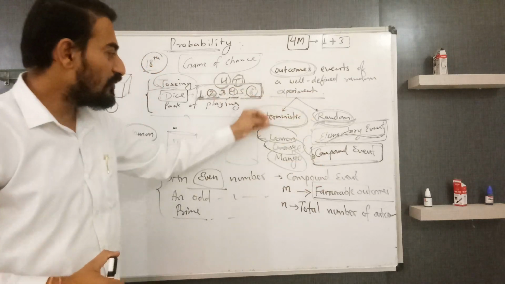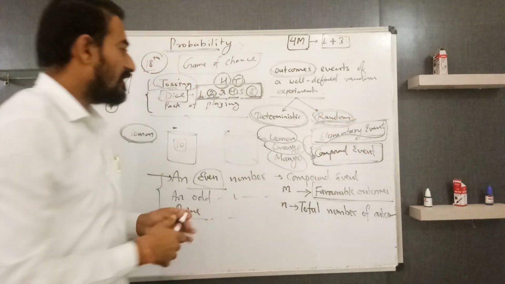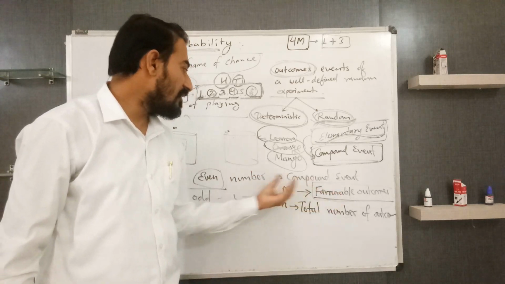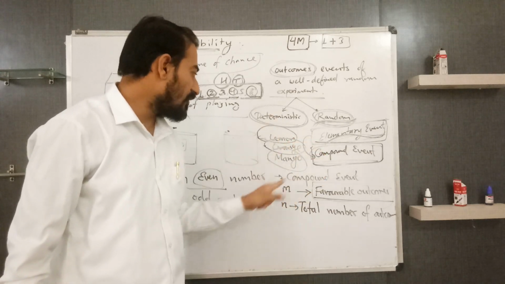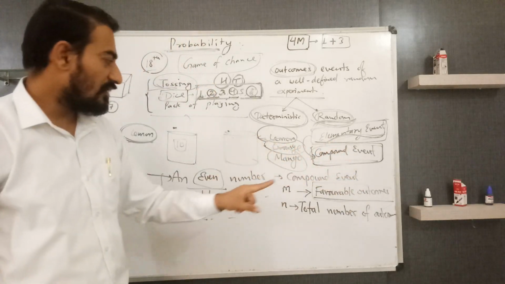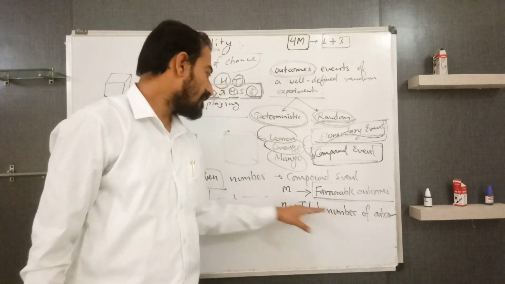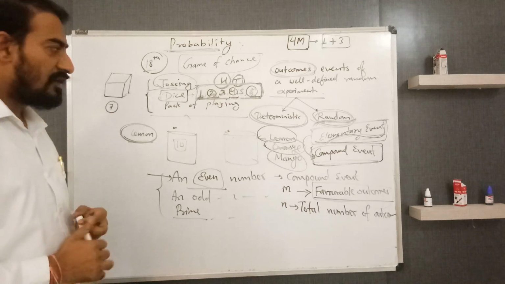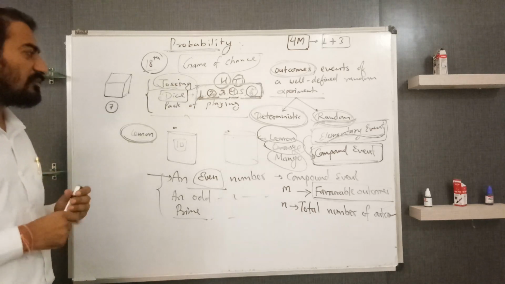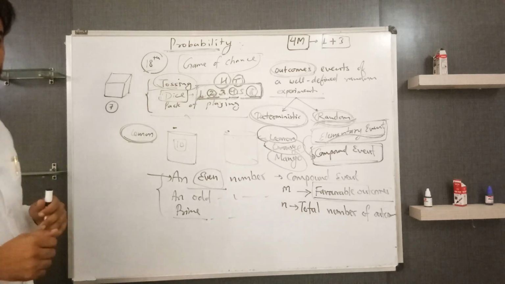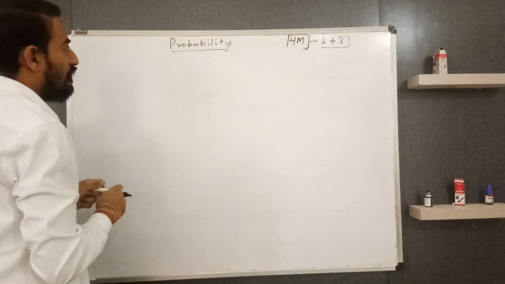Then compound event: if 2 or more than 2 elementary events combine together, then they form a compound event. Then favorable outcomes: the number of outcomes which are favorable to the desired event, whether it is elementary or compound, is known as favorable outcomes, and it is denoted by M. And the total number of outcomes is denoted by N. After this, we shall check how to find the probability and types of events. Next we shall discuss how to find the probability of an event.